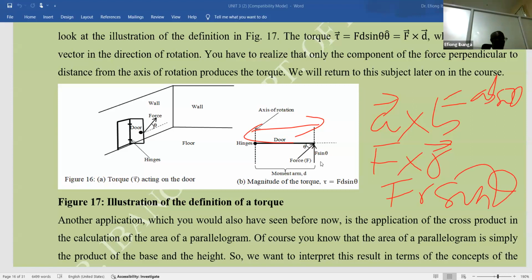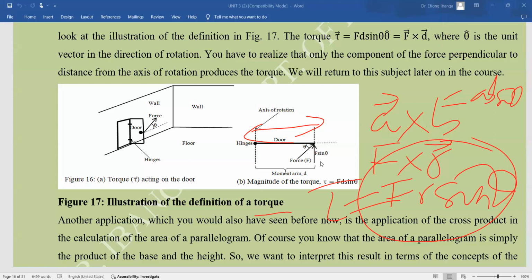So you have seen all of this. What I am effectively saying is that this is called the moment or torque. That's the physics term, torque, T-O-R-Q-U-E. All right. Any question on that? Do you have any question on that?